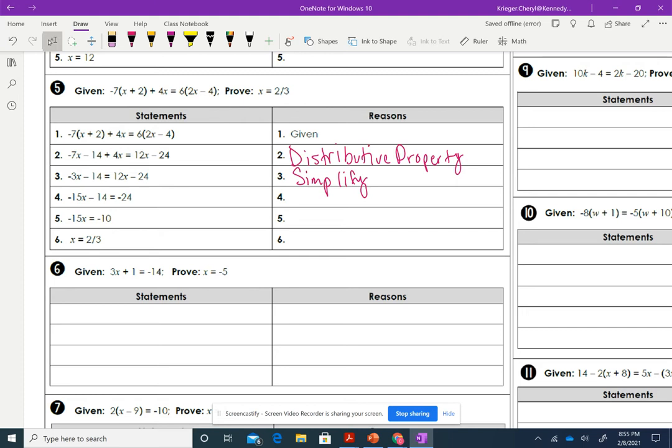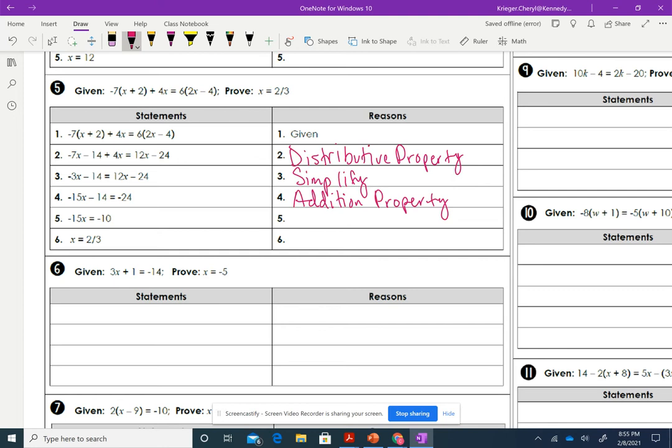Moving from step 3 to step 4. 12x. Add 12x to both sides. Right? If they added 12x to both sides, it's the addition property. Okay. So then what? Add 14 to both sides.